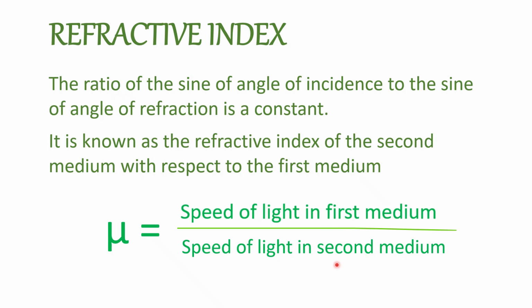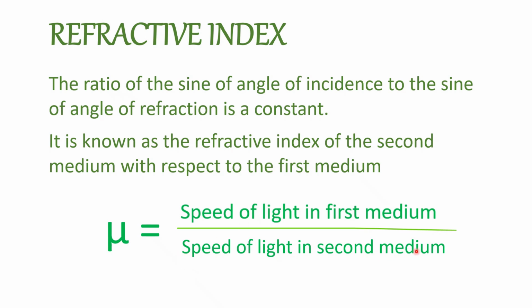This second medium is the medium of which the refractive index we are supposed to find. Speed of light in the first medium, with respect to which, in the question you will get it, divided by speed of light in the second medium. That is the medium in which you are supposed to find. So it is known as the refractive index of the second medium with respect to the first medium. So the refractive index we are supposed to find is of the second medium.